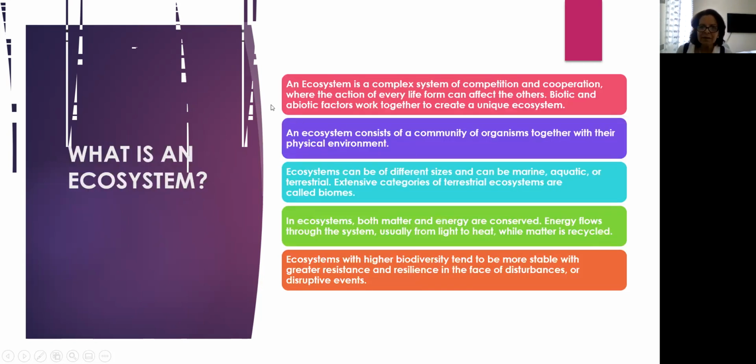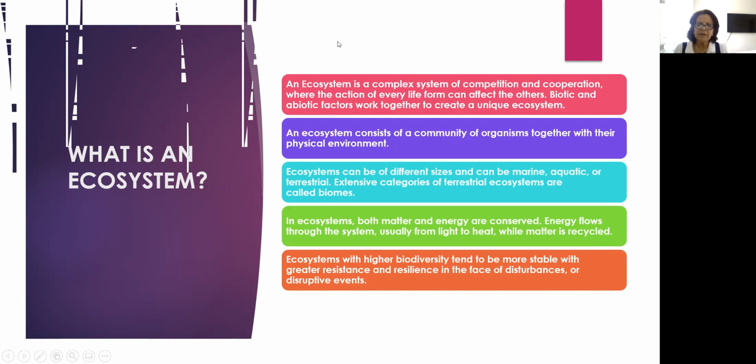What is an ecosystem? So we have a group of definitions of ecosystem telling us the different levels of biological information here. We said that an ecosystem consists of a community, and that an ecosystem is also a complex system of interactions. We also mentioned that ecosystems can be of different size and different content. They could be marine, freshwater, or terrestrial.